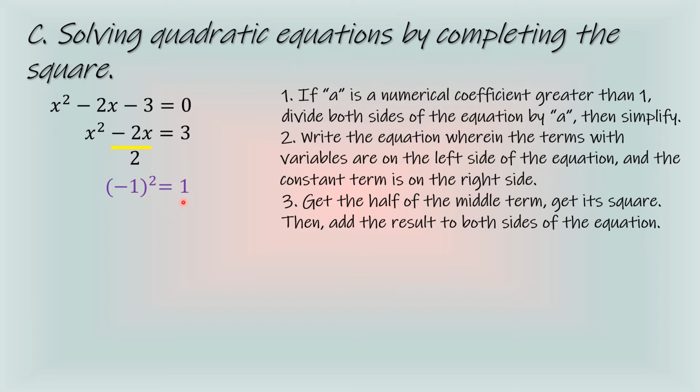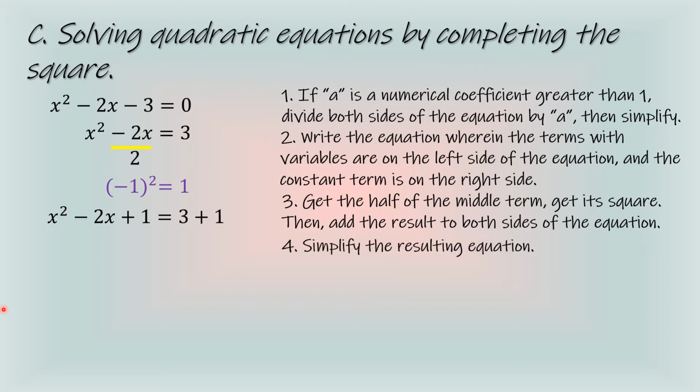And then, itong nakuha nating 1, i-add na natin siya doon sa both sides nitong equation. So, this will now become this one. X squared minus 2x plus 1 equals 3 plus 1. Yung 1 na nakuha natin dito ay inilagay natin or ipinlus or inadd natin sa left side ng equation at sa right side ng equation.